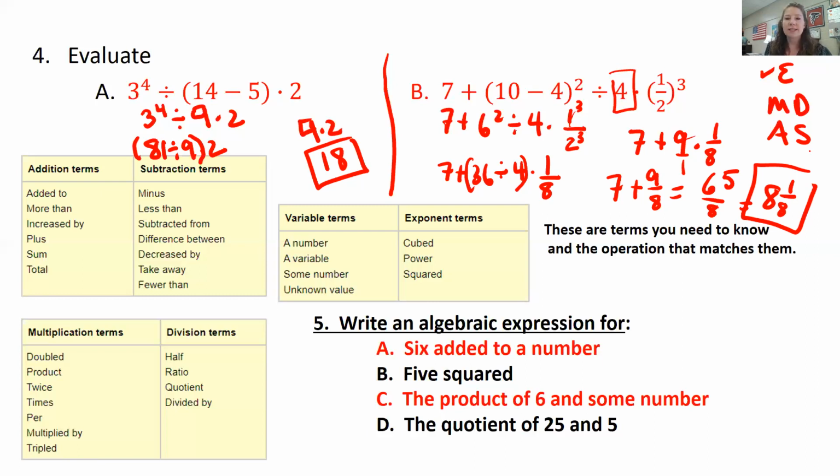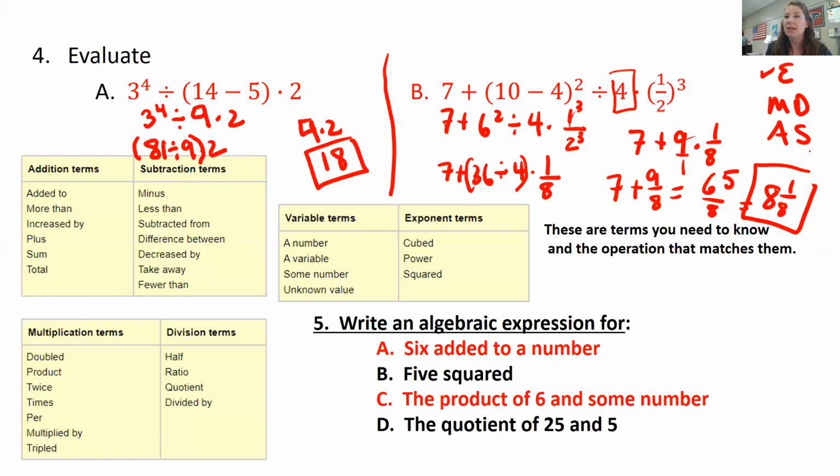All right, now look at the rest of this screen. You have all these word phrases that go with certain operations. So when I say operations, I'm talking about adding, subtracting, multiplying, dividing. So you need to be familiar with these terms. You should know that added to, more than, increased by, find the sum of, find the total, all of that goes with addition. Subtraction terms: minus, less than, difference, take away, fewer than, all of those go with subtraction. All right, so you guys can read those.